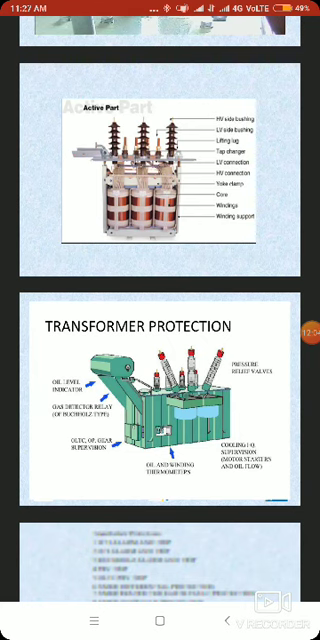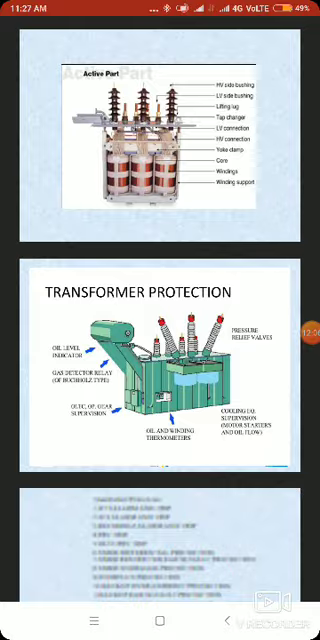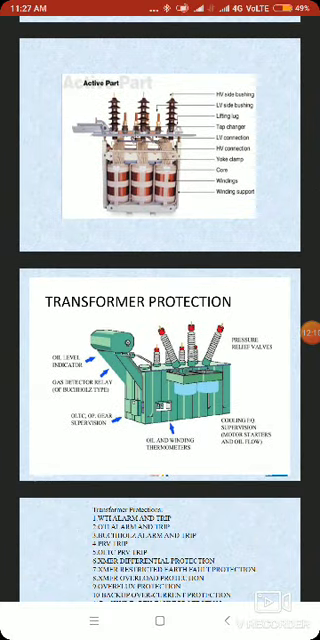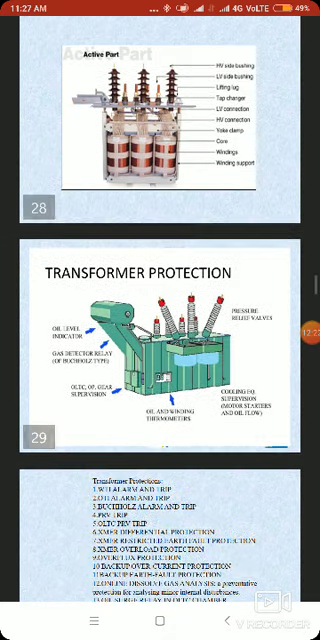That is the oil level indicator. Then the Buchholz relay, which you have shown over here, is also showing in the middle. You can see a pipe connected with the transformer. The topmost is the conservator, and this is the main tank. In between that, the Buchholz relay is connected. It is also known as the gas detector relay.